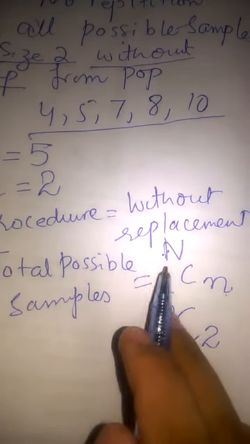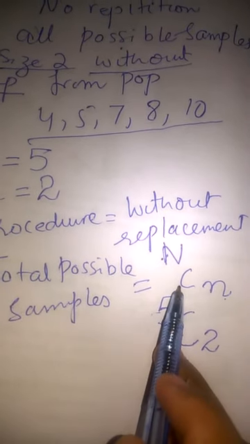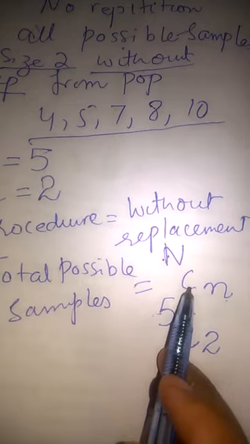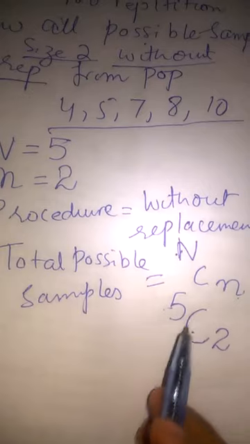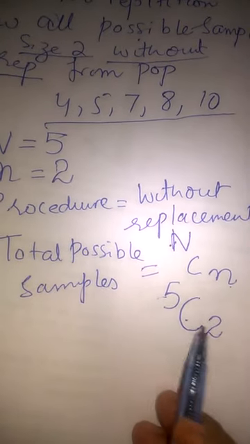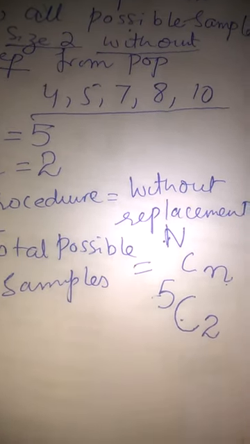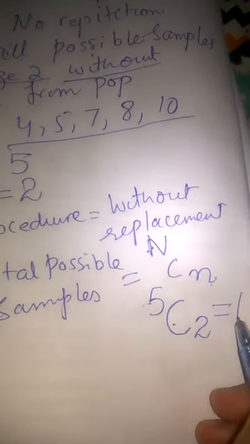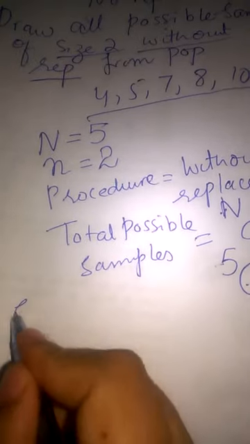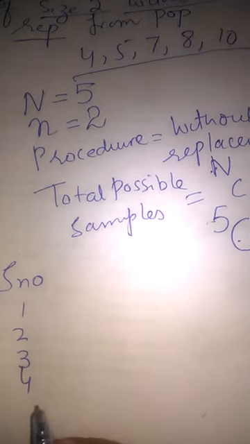But actually we are going to make combinations of the units, so we are using this formula. This formula is used only for the without replacement case. This is not for the with replacement case. In this case, we just have to put 5 C 2. 5 is the population size and 2 is the sample size. Just put these values in your calculator and you will get the answer that is equal to 10. Now we have to make just 10 samples, so I am giving the serial number over here.